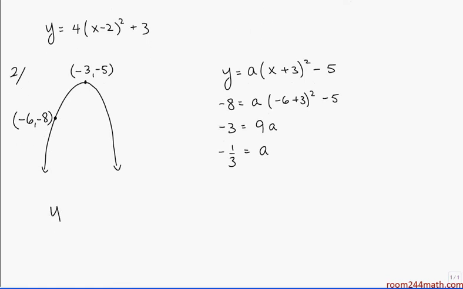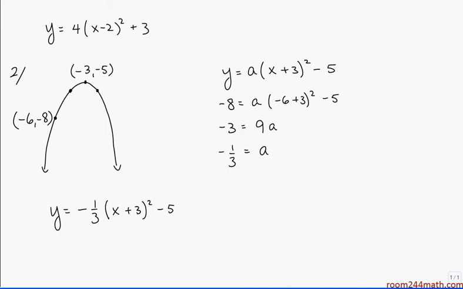So we have our equation. We can write the full equation now. Y equals negative 1/3 (x + 3) squared minus 5. That leading coefficient is negative, as we expected, because this is facing down. And again, if you want a double check, just verify that if you go 1 unit either side of the vertex, your y coordinate goes down by 1/3.